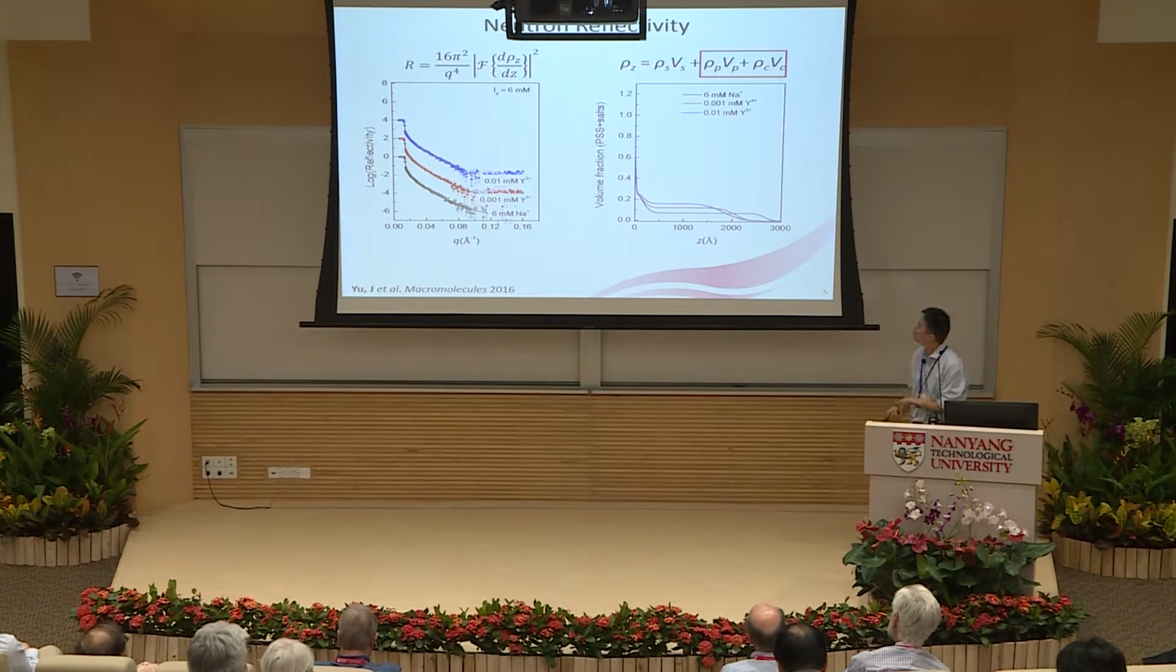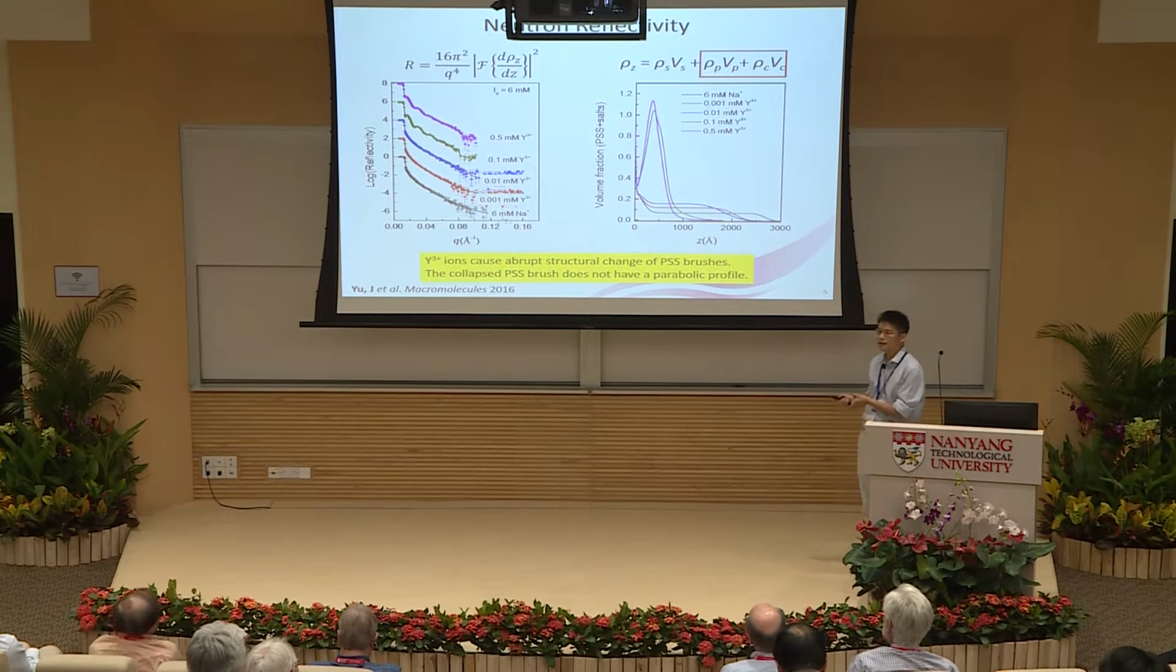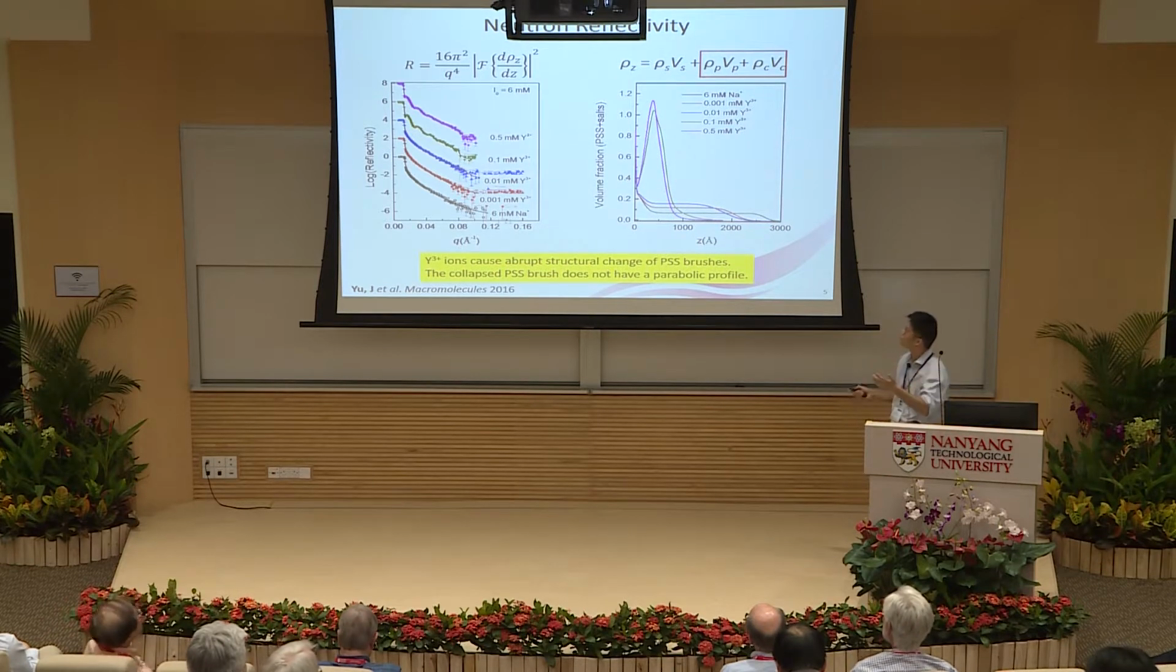However, if we add 0.1 millimolar yttrium ions into the solution, if you remember the surface force profiles, that's where we have a collapse of the brushes. We notice that the interference patterns are very different. We get regular interference fringes indicating we have a fairly compacted film.